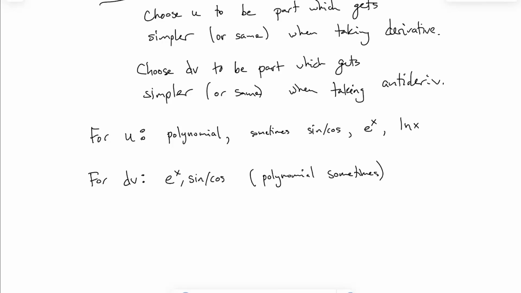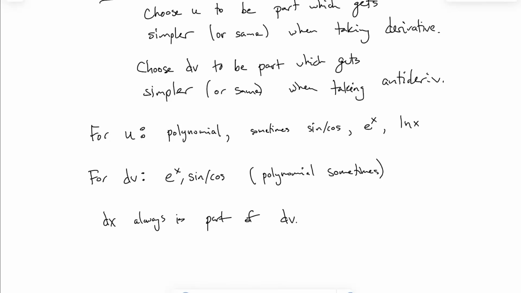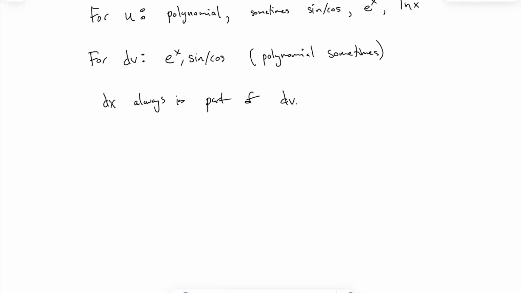Any thoughts about that? And let me just reiterate, dx always is part of the dv. When you make these choices, usually you don't have to think about the dx very much, but technically it should go with the dv. All right, let's just try some more examples. I got a few. I got some for you.